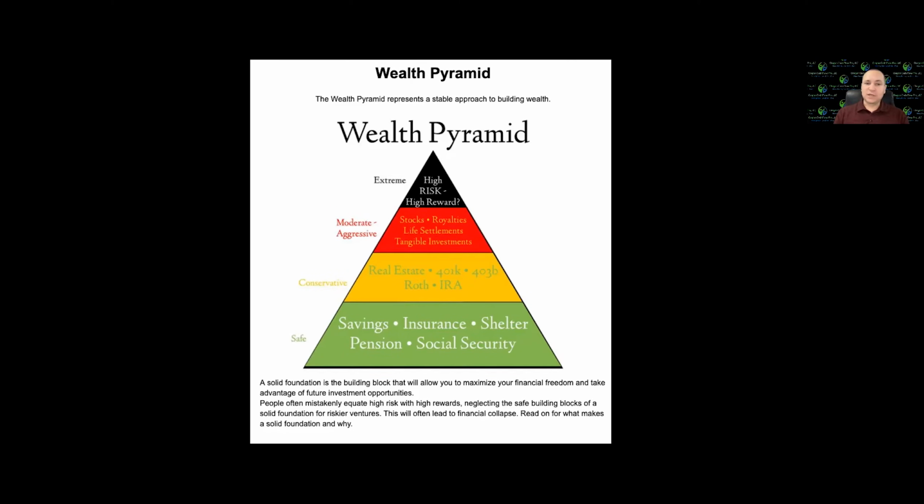Royalties, that could be a good way to generate long-term cash flow. They may or may not pan out or be consistent, but it can be fun to own a piece of a popular song, movie, or play.